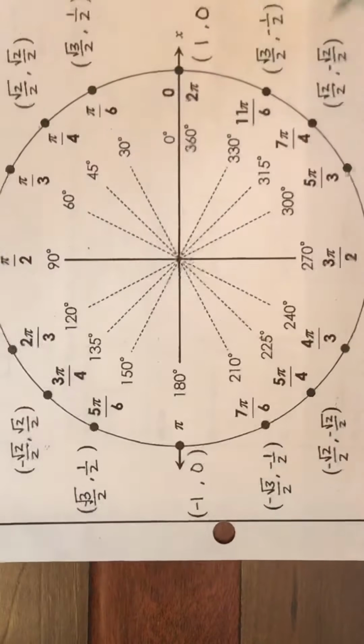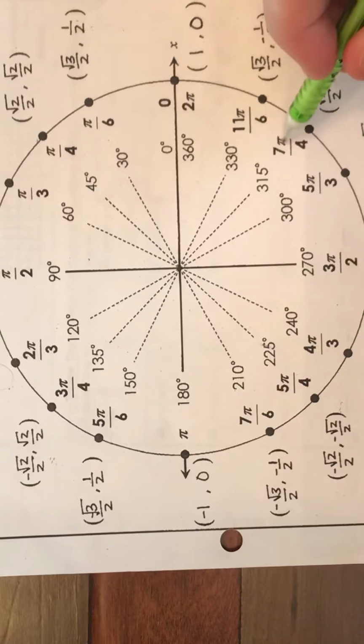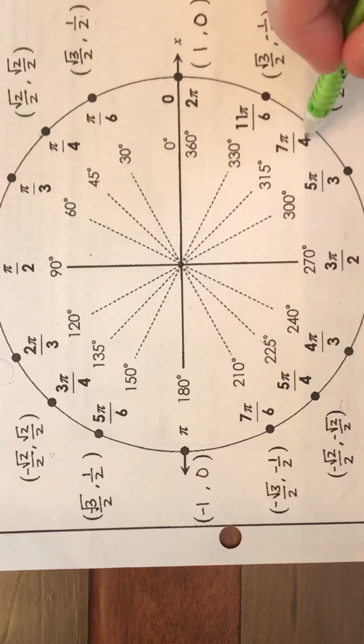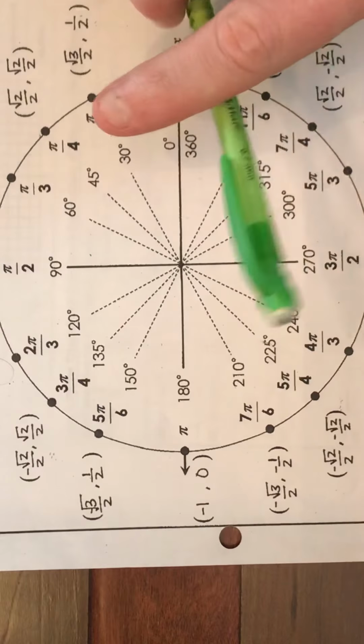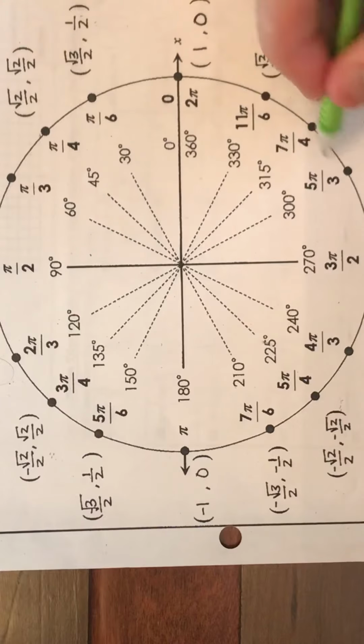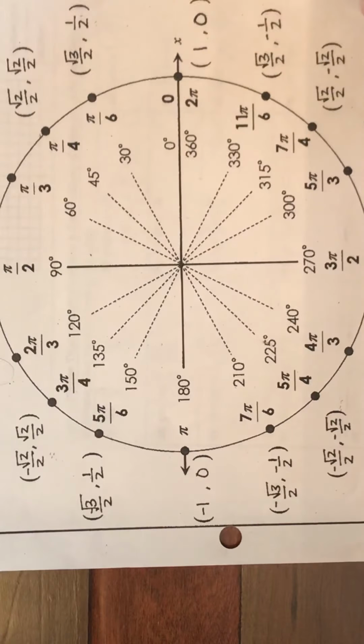And just a quick mini lesson on all these: 7 pi over 4 is just negative pi over 4. 11 pi over 6 is the same as negative pi over 6. Those are really easy to remember because you just keep the denominator.